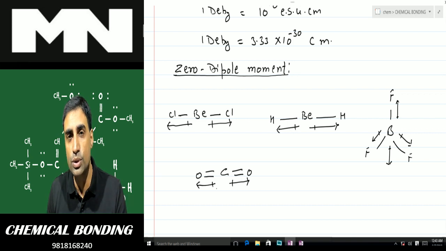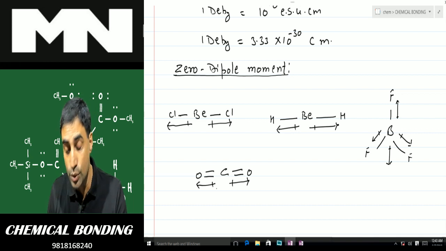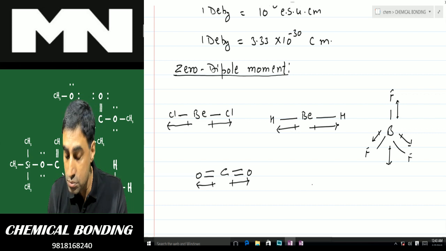So in CO2, the dipole moment of half of the molecule gets cancelled out by another half. That's why it has got a zero dipole moment. I'll give you another example, that is of, say, alkanes. All alkanes, they have zero dipole moment.